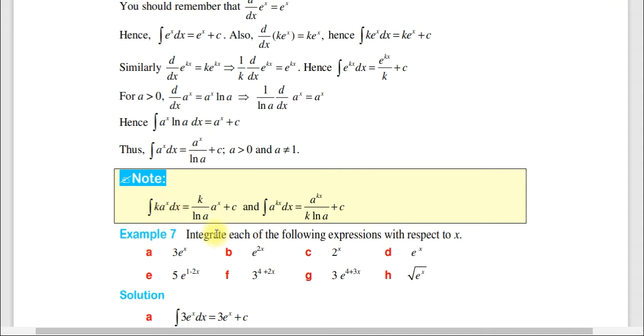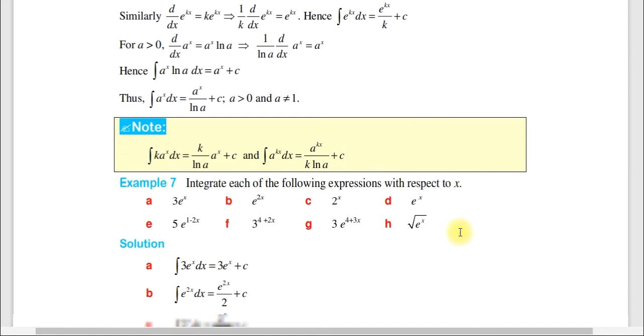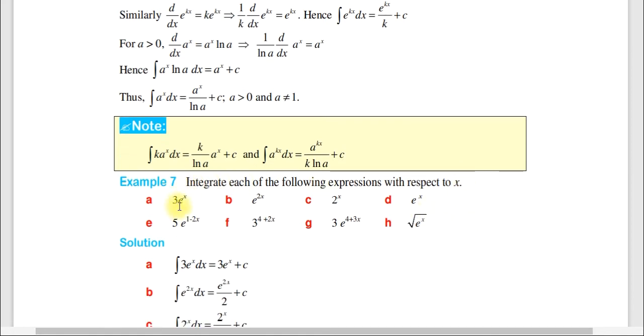So let's work through an example. Integrate each of the following expressions with respect to x. The first is 3 times e to the power of x; b is e to the power of 2x; c is 2 to the power of x; d is e to the power of x; e is 5 times e to the power of 1 minus 2x; f is 3 to the power of 4 plus 2x; g is 3 times e to the power of 4 plus 3x; and finally h is root e to the power of x. Let's see how these are integrated. All of these are called exponential functions.